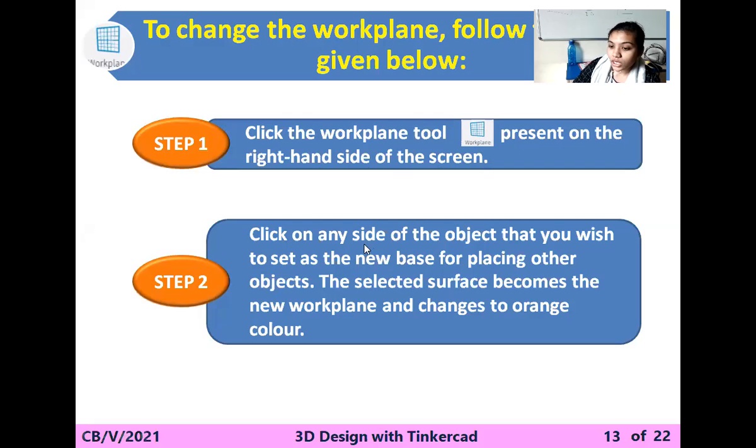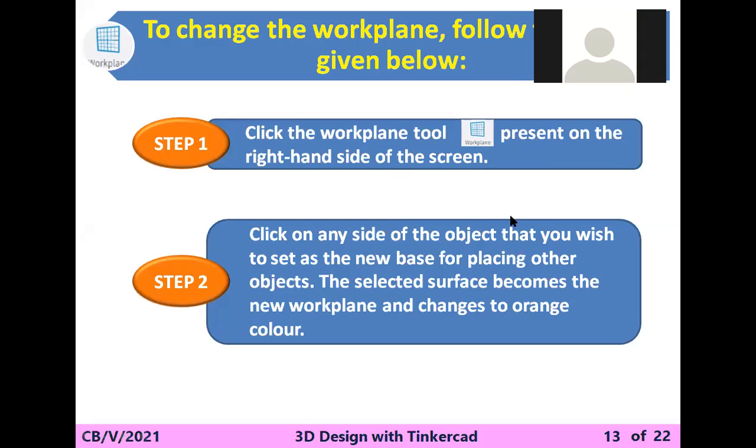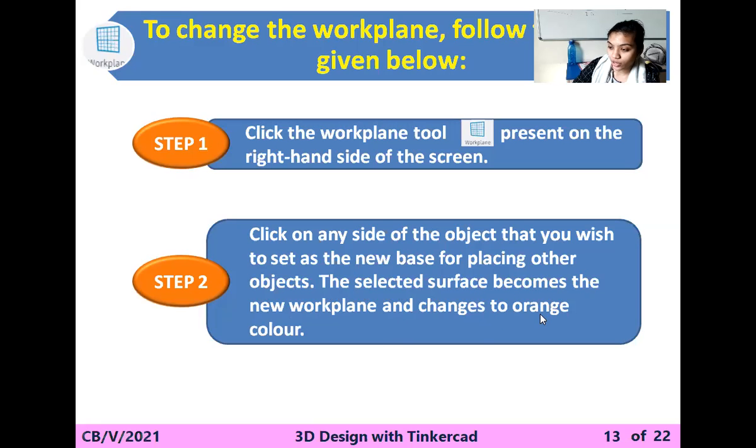Step 2, click on any side of the object. Remember this thing, आपको object के आगे पीछे किसी साइड पे ही क्लिक करना पड़ेगा, तभी आपका वर्क प्लेन ऐड होगा. अगर आप ऑब्जेक्ट से बहुत दूर क्लिक कर रहे हो तो वहां पे आपका वर्क प्लेन ऐड नहीं हो पाएगा. Click on the side of the object that you wish to set as a new base for placing other objects. The selected surface becomes the new work plane and changes to the orange color. उसका color change होके orange हो जाएगा.